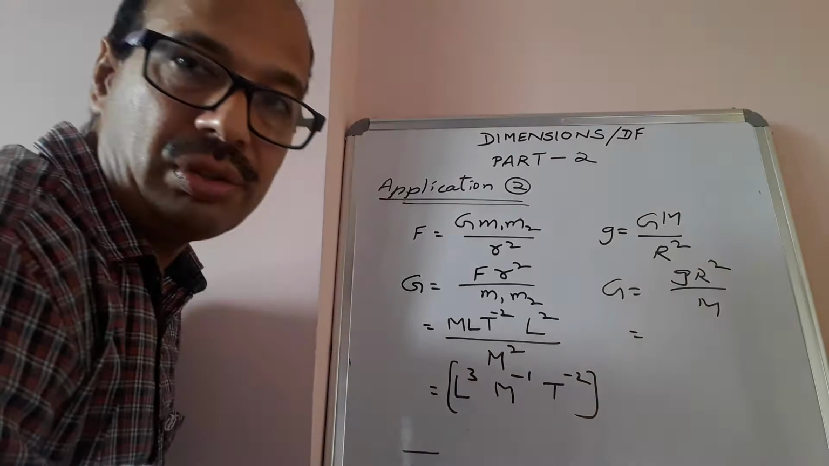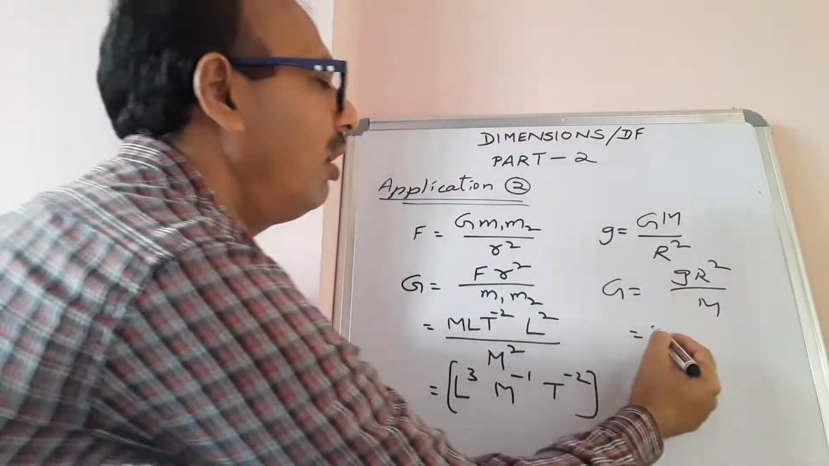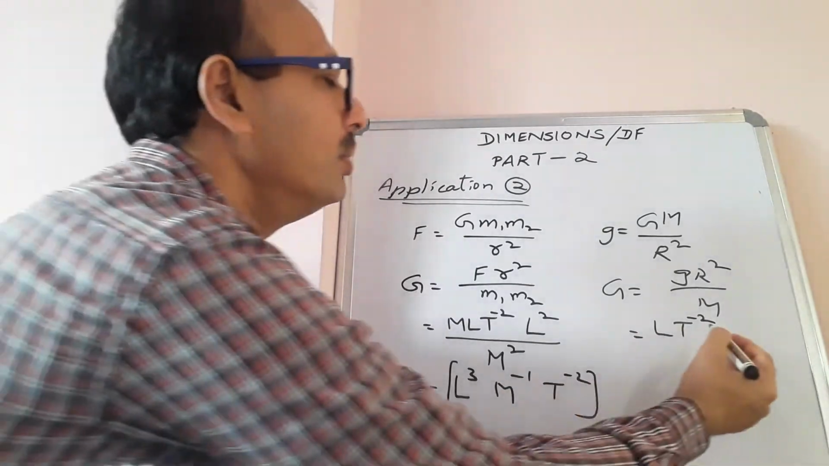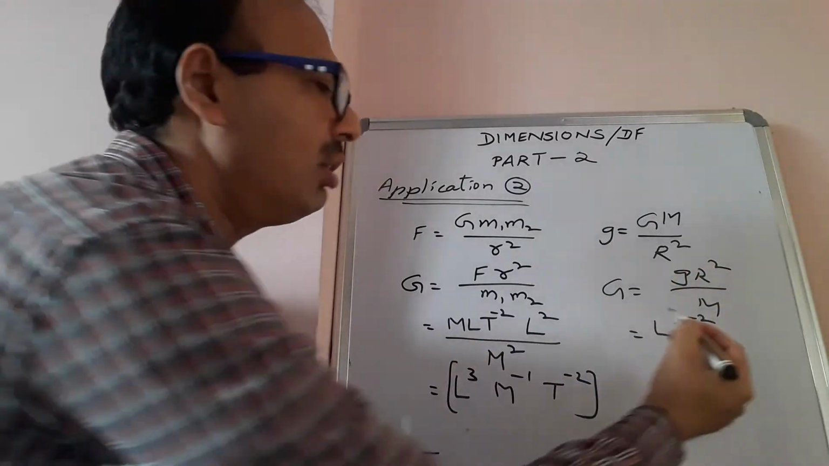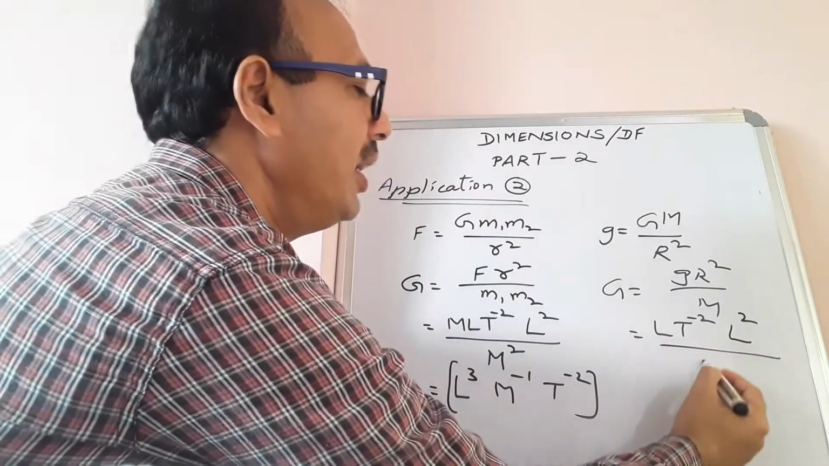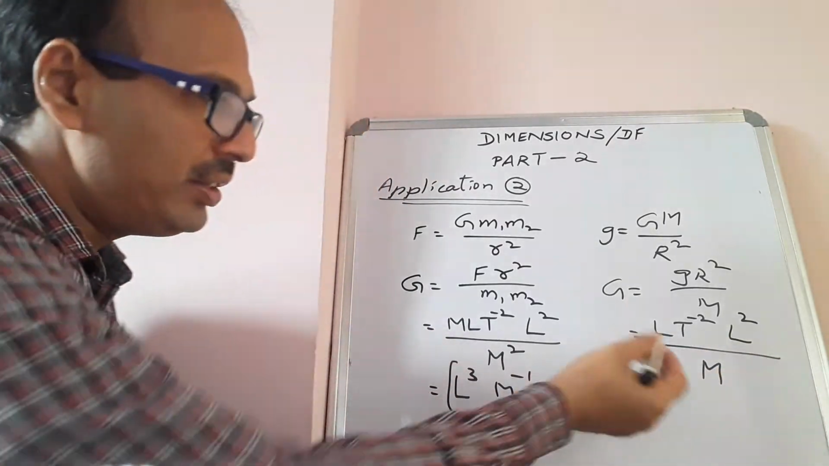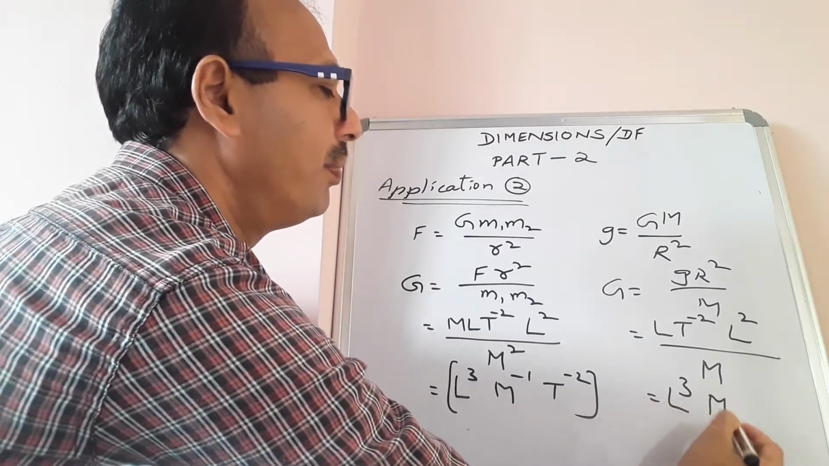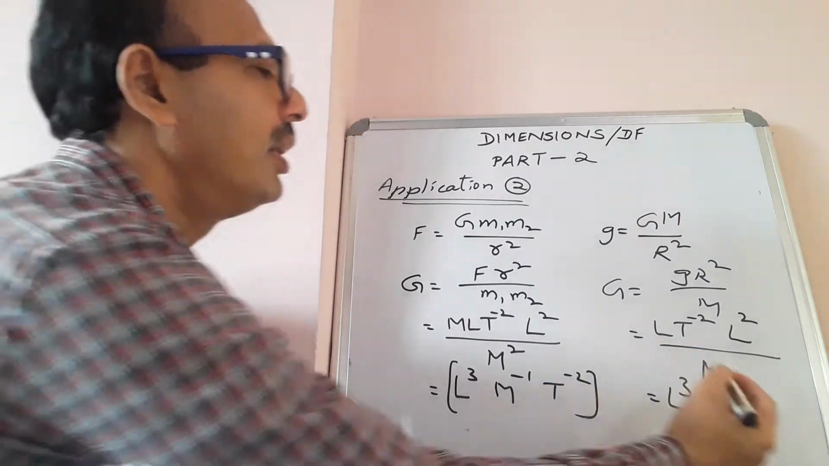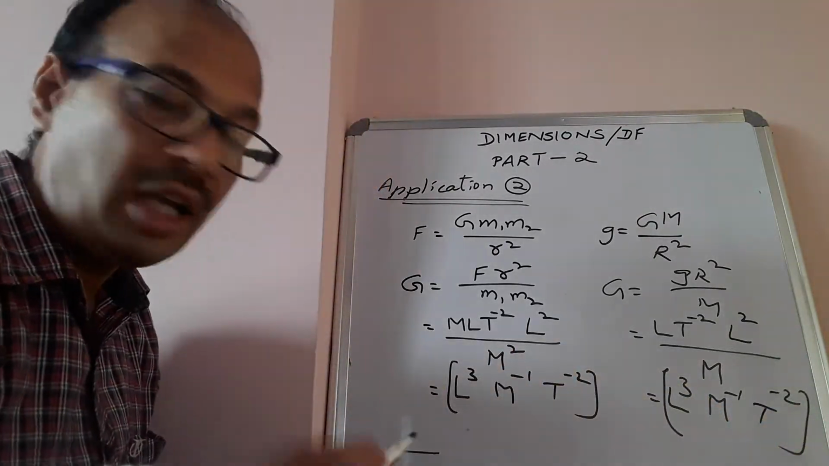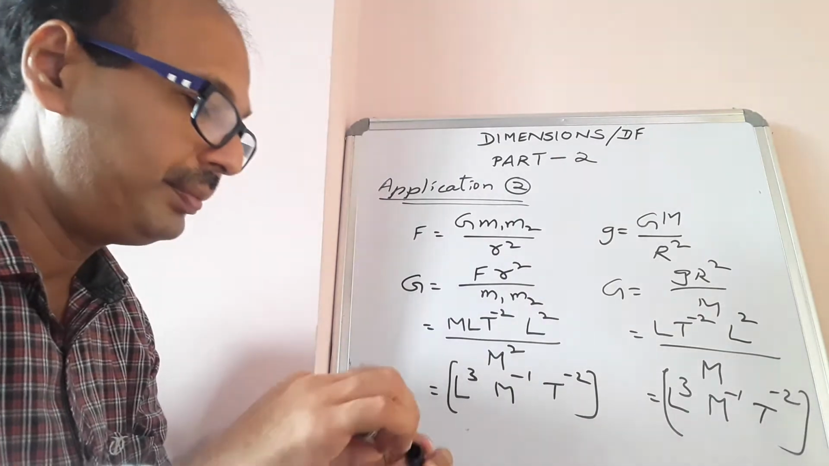Small g is acceleration due to gravity. The dimension formula of acceleration due to gravity is L T power minus 2, and R is length only, so L square by M. So here also we will get the same L cube M power minus 1 T power minus 2.